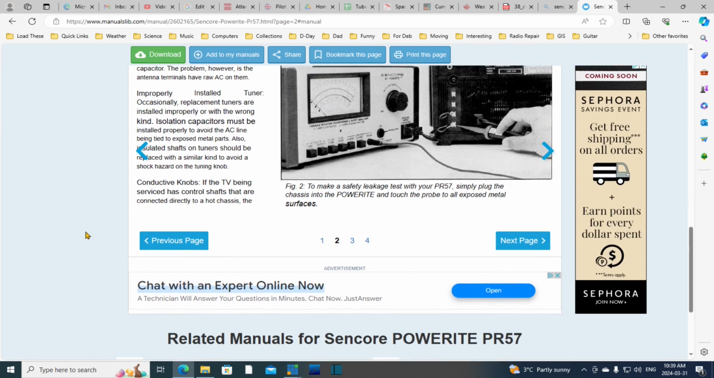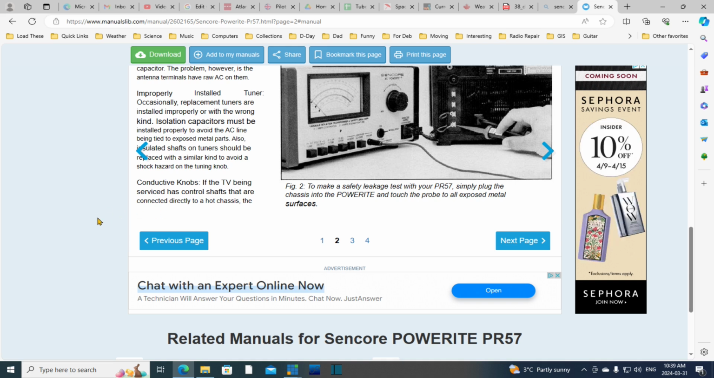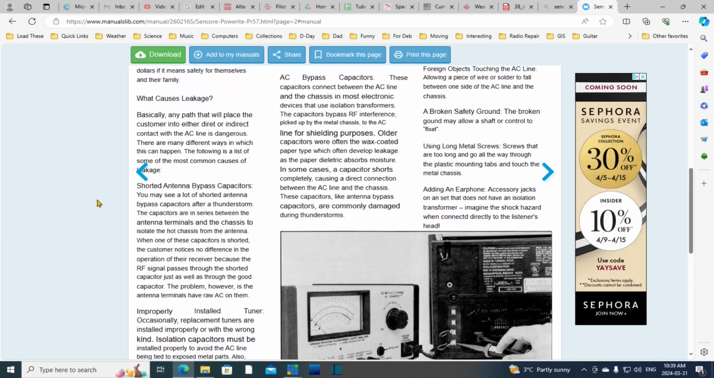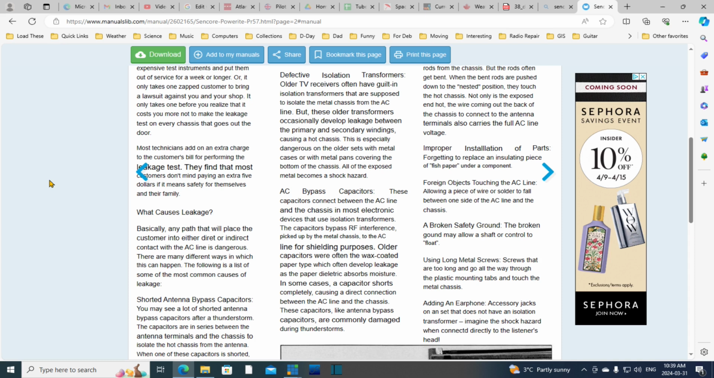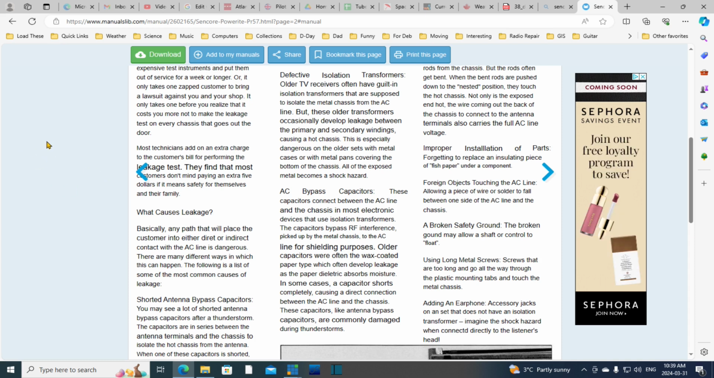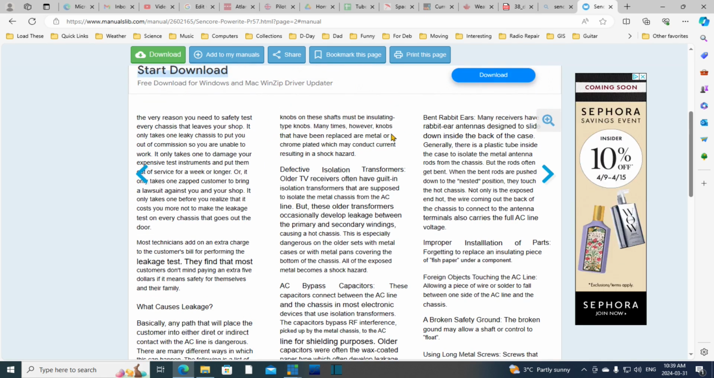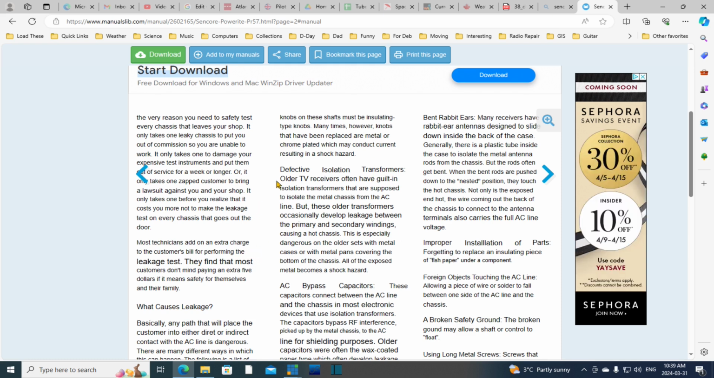Yeah. Conductive knobs. If the TV being serviced, it's a television set, has control shafts that are connected directly to a hot chassis. Televisions had hot chassis? Or accidentally hot chassis. Like radios had purposeful hot chassis. But televisions, I don't think they ever did, because they have a big transformer in them. Knobs on these shafts must be insulating knobs. Many times, however, knobs that have been replaced are metal or chrome plated, which may conduct current.